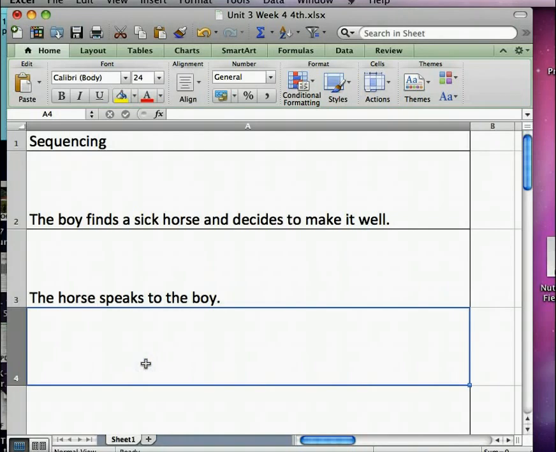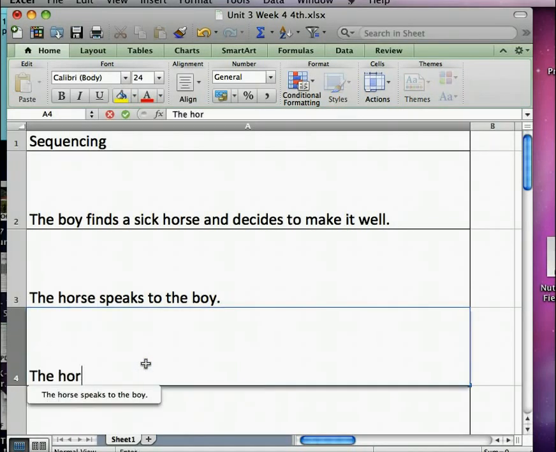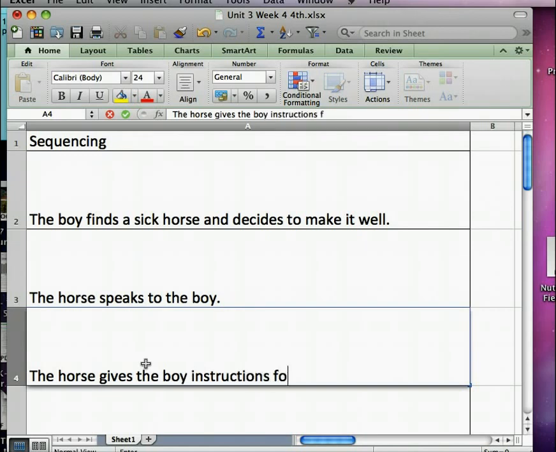And with that being said, the next sequence of events is going to be the horse gives the boy instructions for battle.